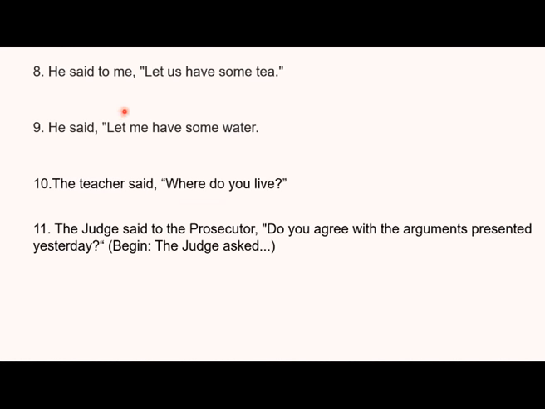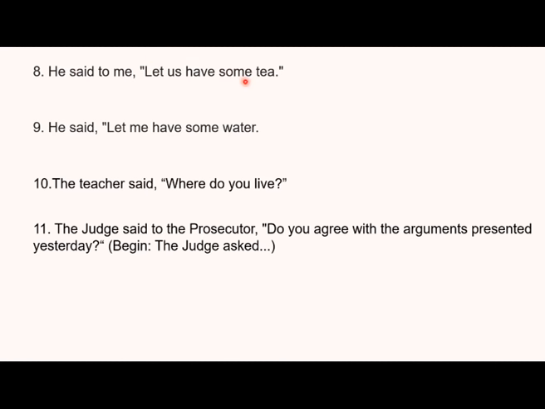Next one, he said to me, let us have some tea. Let us have some tea. And he said, let me have some water. Okay, I missed the quotation marks, inverted commas over here. So let's understand how we do these sentences. First, understand the nature of these sentences. He said to me, let us have some tea.